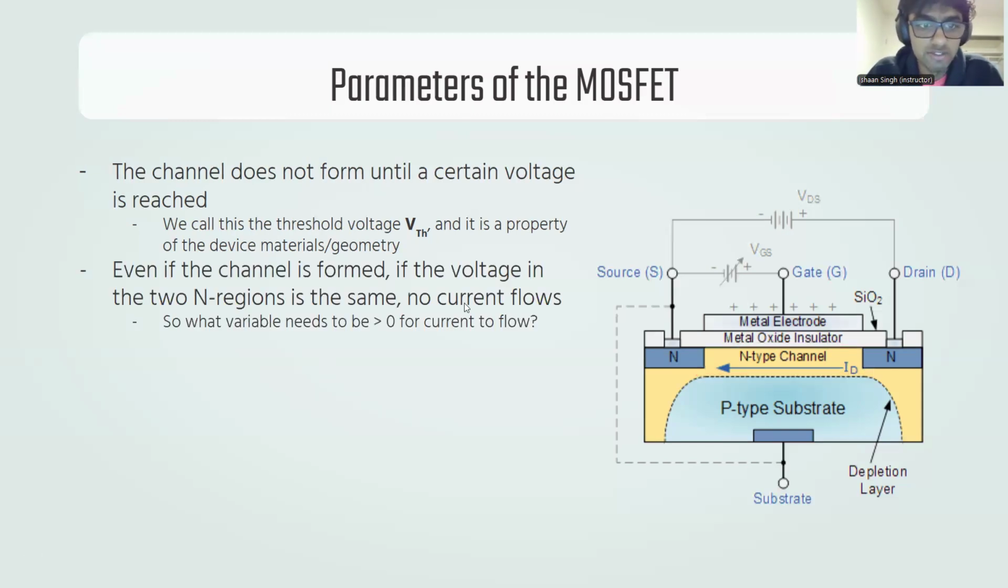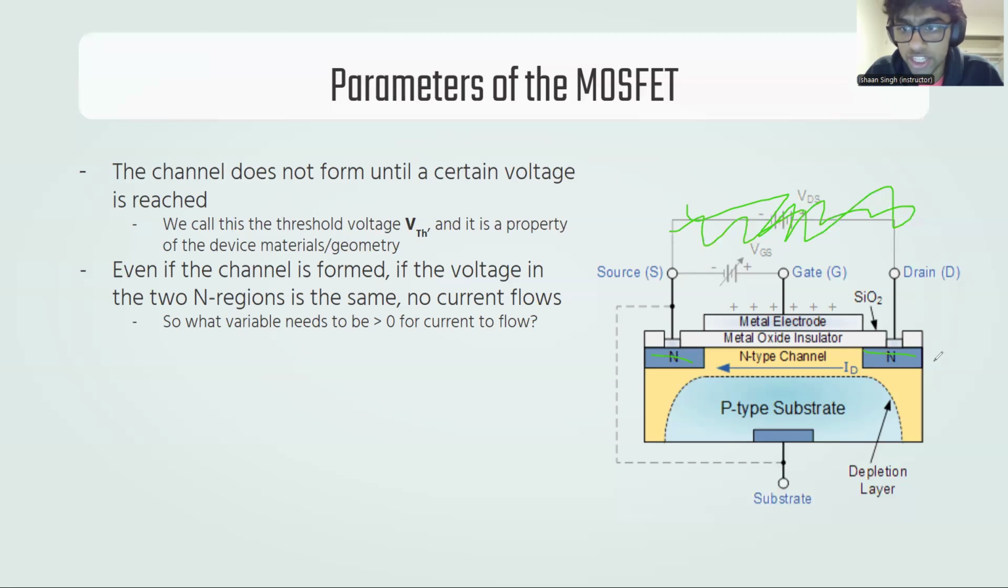And even if the channel is formed, the voltage in the two end regions is the same, right? If there's no voltage difference here, the voltage here is the same as the voltage here, and so no current is going to flow. Two regions at the same voltage are not going to have current flow between them. So this parameter right here needs to be non-zero. VDS needs to be non-zero for current to flow. In particular, VDS needs to be greater than 0 because, for reasons that I did not explain very well, current flows from drain to source for this device.